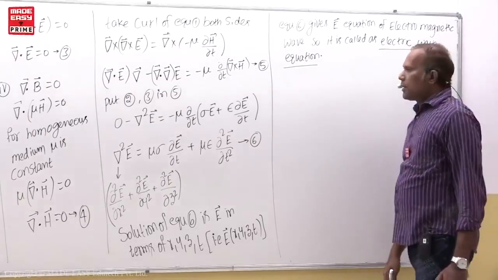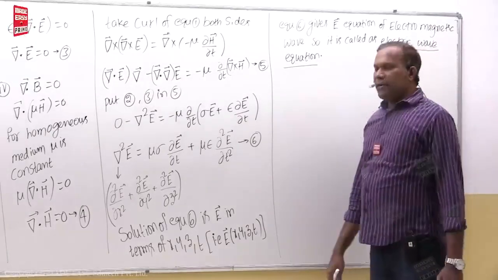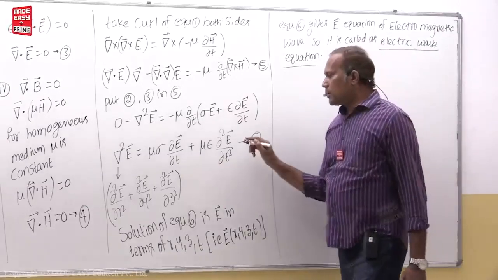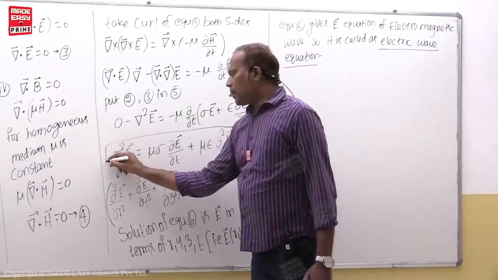For example, in objective questions, if they ask which of the following is the electric wave equation, this is the answer. So that is why you put this in the box, dear students.